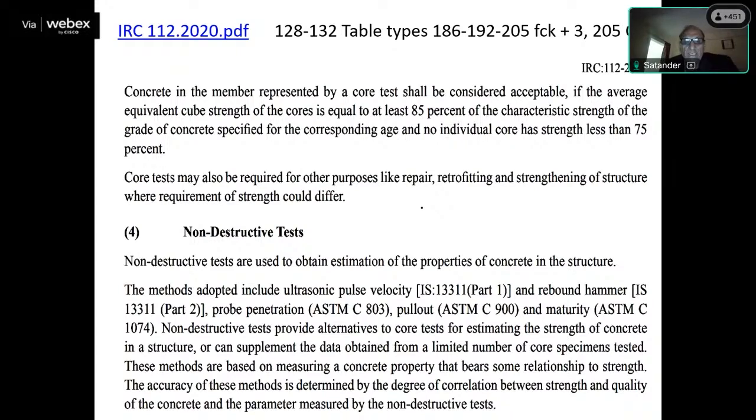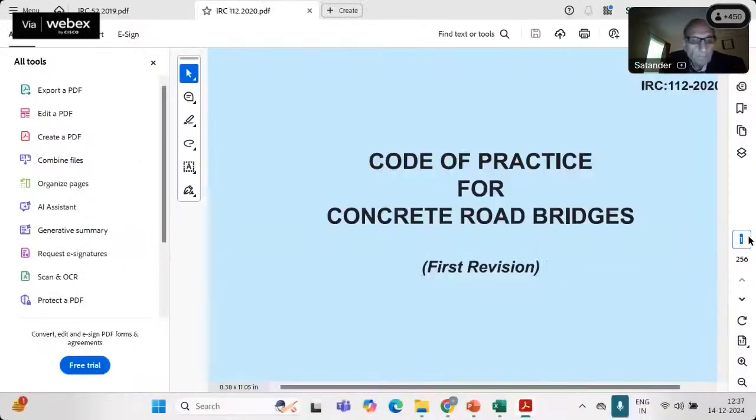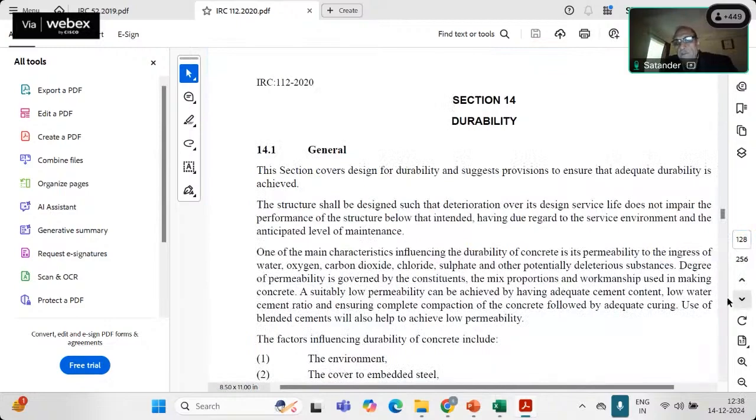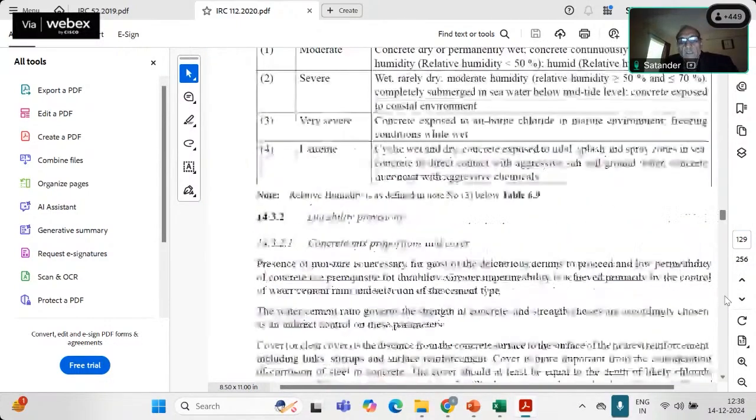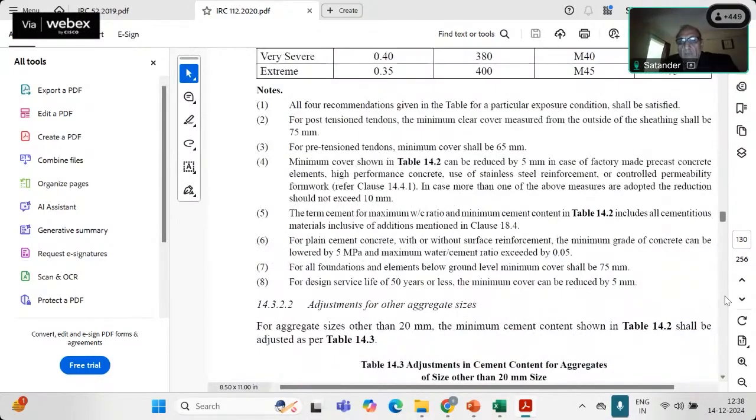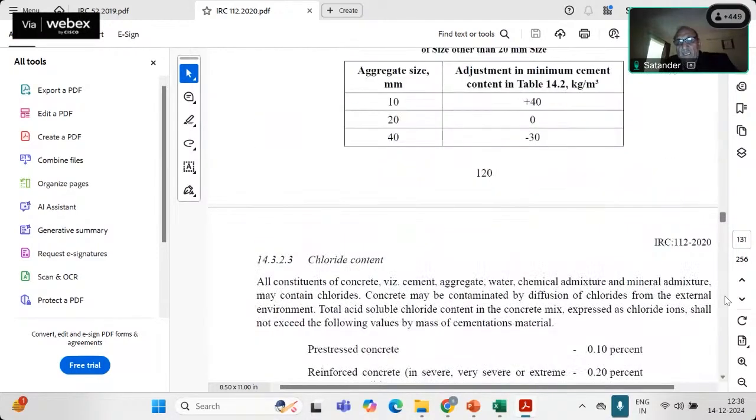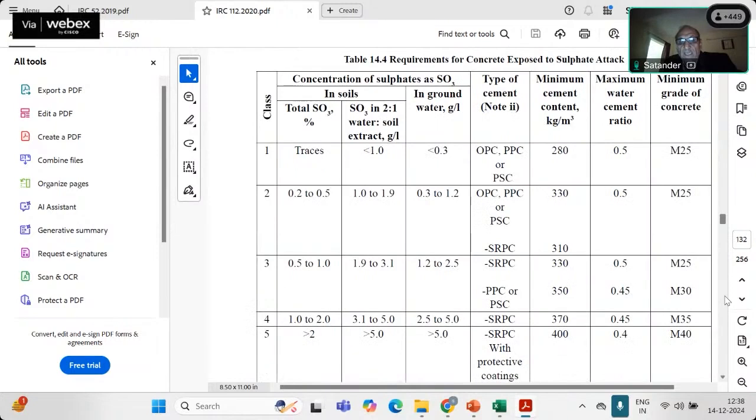ASTM C1074. This is a copy of the IRC 112 code only. And if you want, I can just show you that also. Page 128 is the durability. In this, for quality control for bridges, all these things are given here also. And fly ash, maximum cement. If you see this picture, is it visible, sir? OPC cement is permitted only when chloride sulfates are within limits.